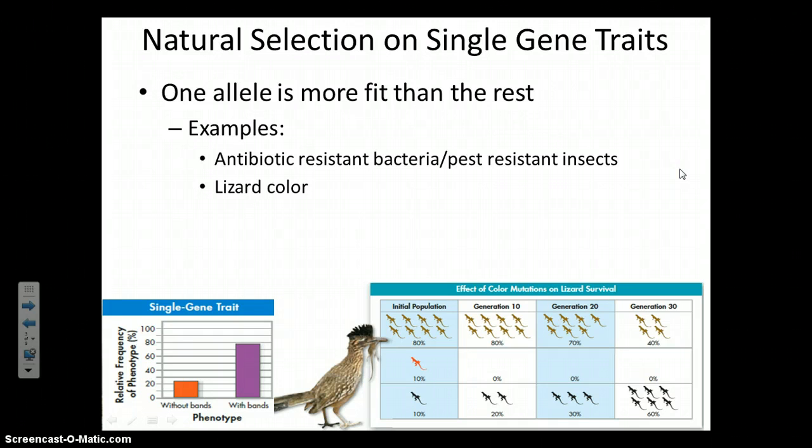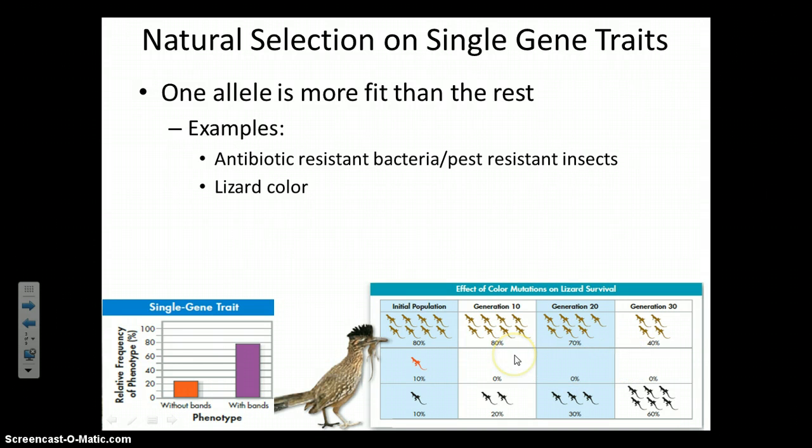Another example is lizard color. Here we've got a population with brown lizards and black lizards. So there's 2 different phenotypes, and it's just controlled by one gene. We see within that one gene there was a mutation that caused a red phenotype, but that red phenotype was not very fit, and so it died out very early on.